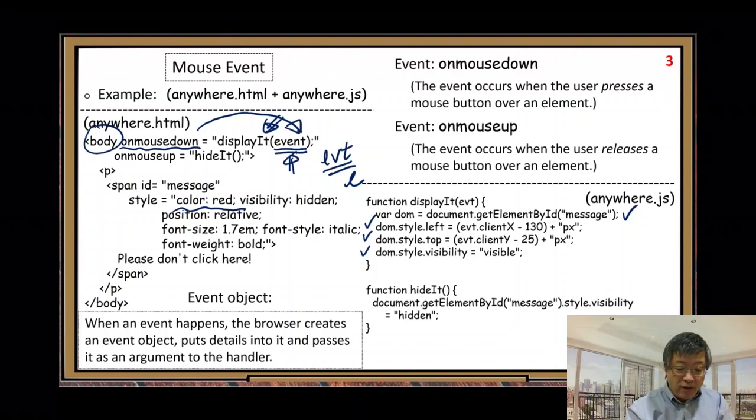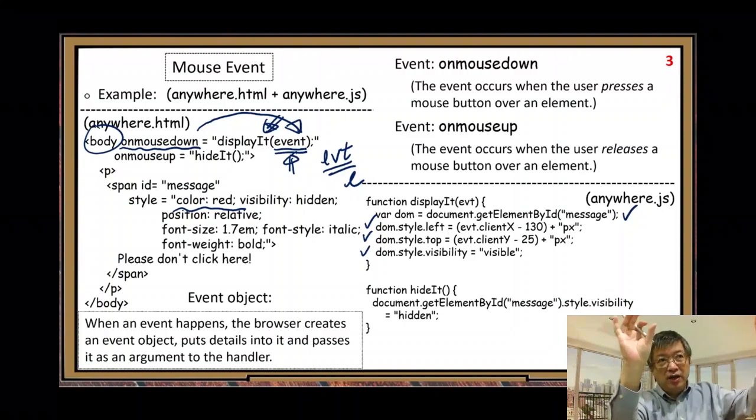The second property value you want to change is the top, the distance from the top. The Y coordinate, EVT dot client Y, capital Y, minus 25 adjustment, plus px. The third one, the visibility property, you set to visible. In that way, you see that string displayed in that location.